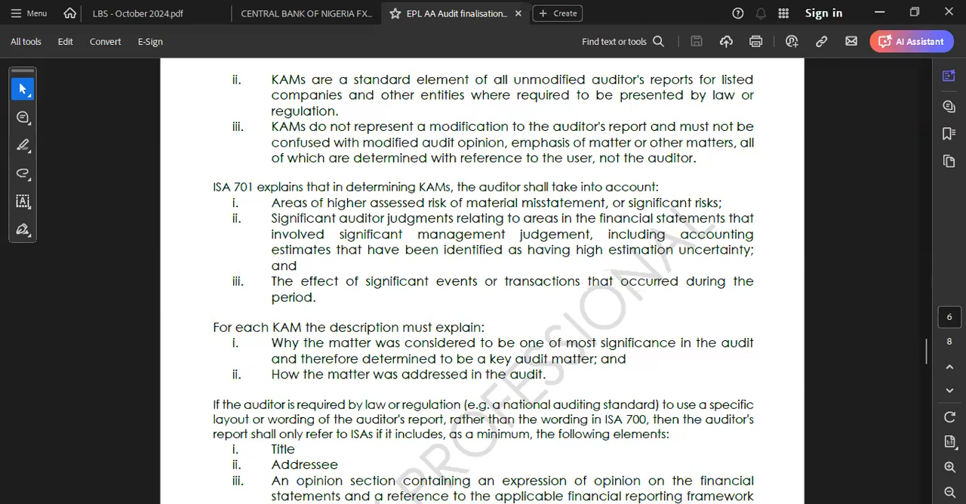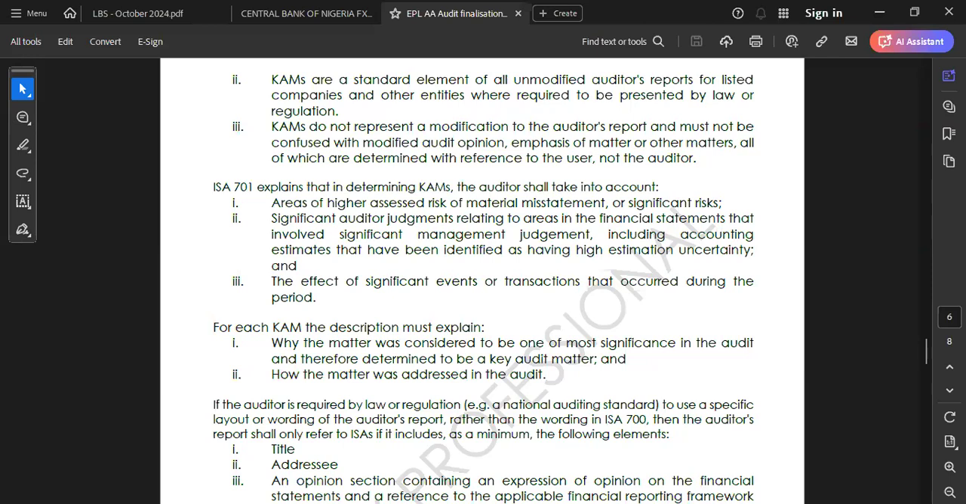Another area that can form key audit matters is where the financial statements involve significant management judgment. So, like we said earlier, accounting estimates. The management has calculated impairment or provisions. These are accounting estimates, and those areas can also form key audit matters. Why? Because estimates involve uncertainty. Estimates are not exact. Fair value measurement can be an area of key audit matters.